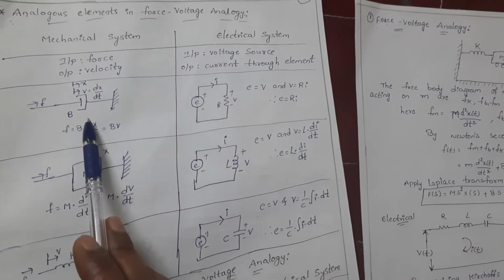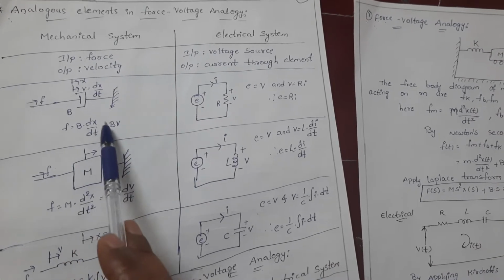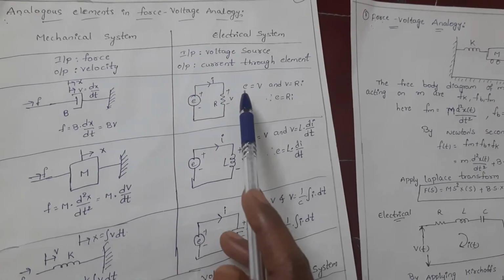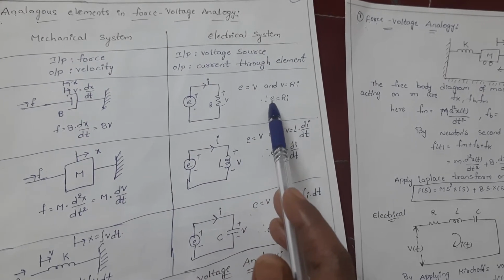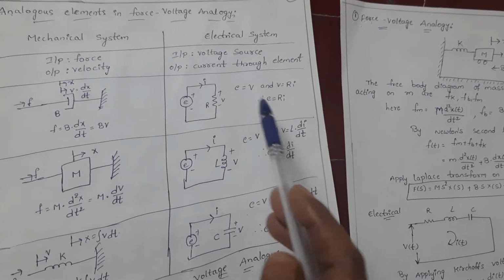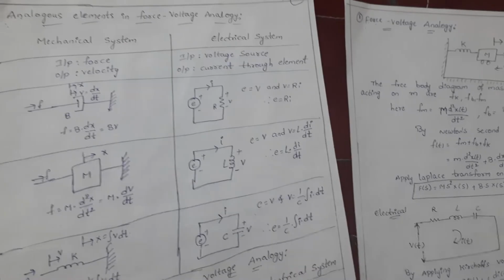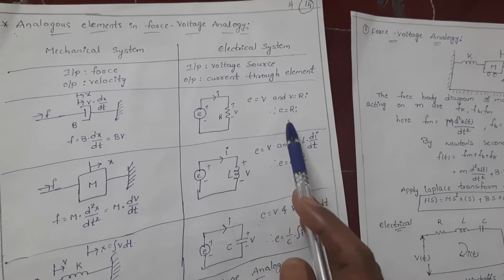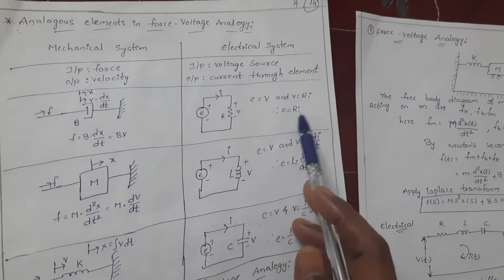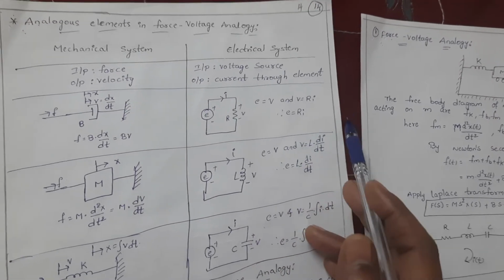So for the dashpot, f is b dx by dt, we know, and in the electrical system it is given by either E or V. Anyway, we are representing voltage with E in the force voltage analogy. So that's why I wrote E is equal to RI, that is V is equal to IR, Ohm's law.